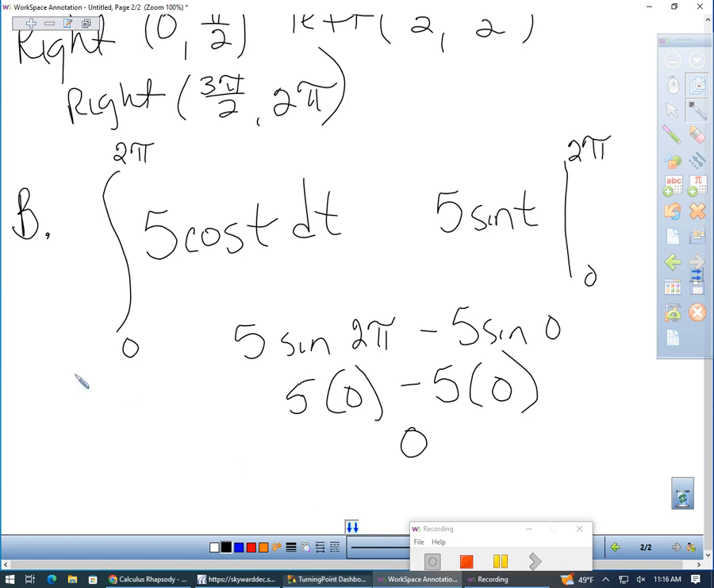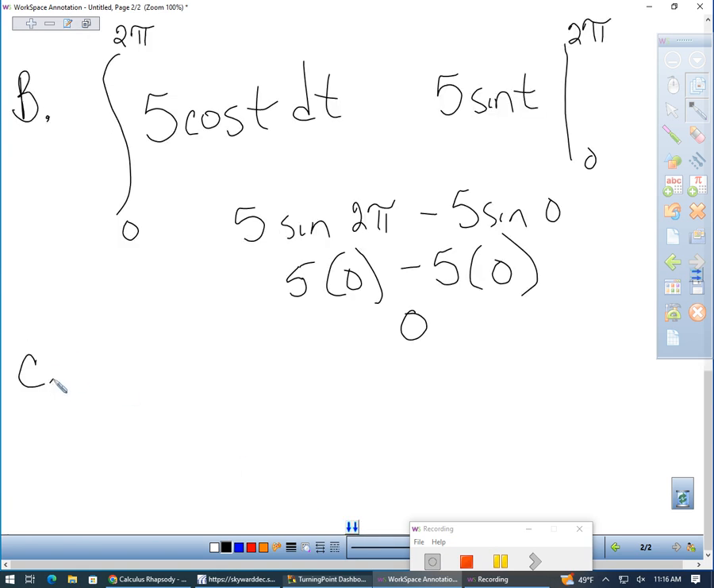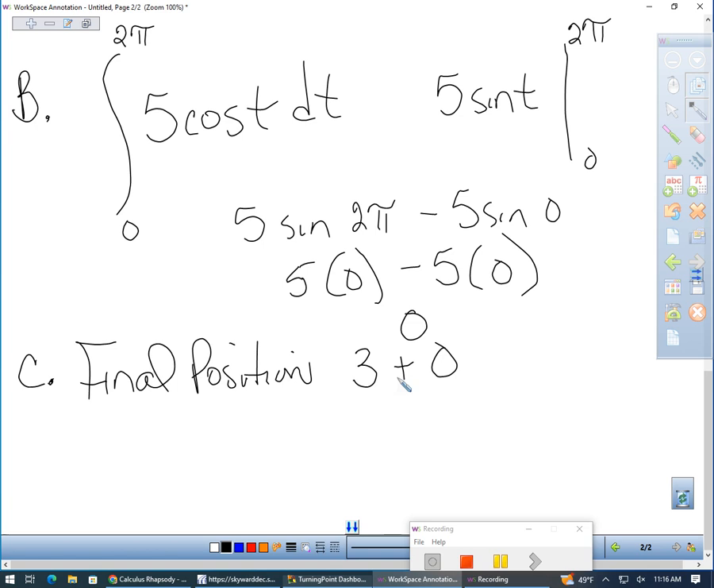So then for part C, when it wants the total distance, or your final position, you take the 3 that they started with and add your displacement. Well, we didn't go anywhere. So this equals 3.